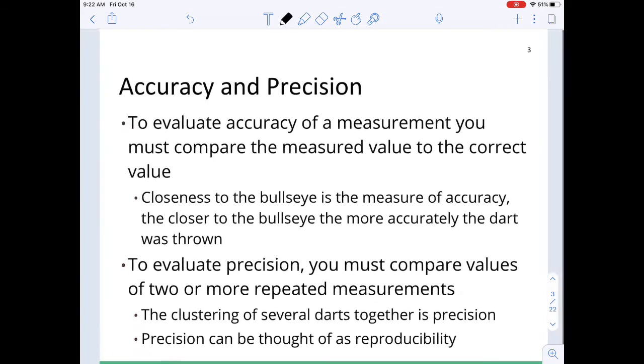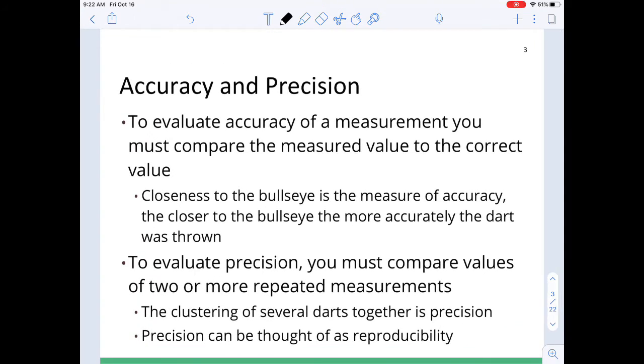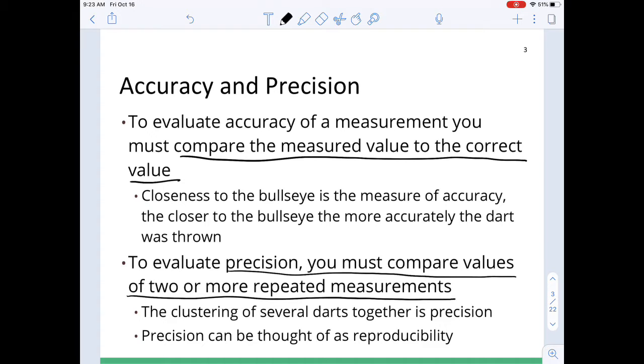This is a synopsis of the previous slide with the dartboards. To evaluate the accuracy of a measurement, we have to compare the measured value to the correct value. Closeness to the bullseye on the dartboards was the measure of accuracy. So the closer to the bullseye, the more accurately the dart was thrown. Again, precision is something different. With precision, we are comparing our measured values to each other. The clustering of several darts together is precision. Precision can be thought of as reproducibility.